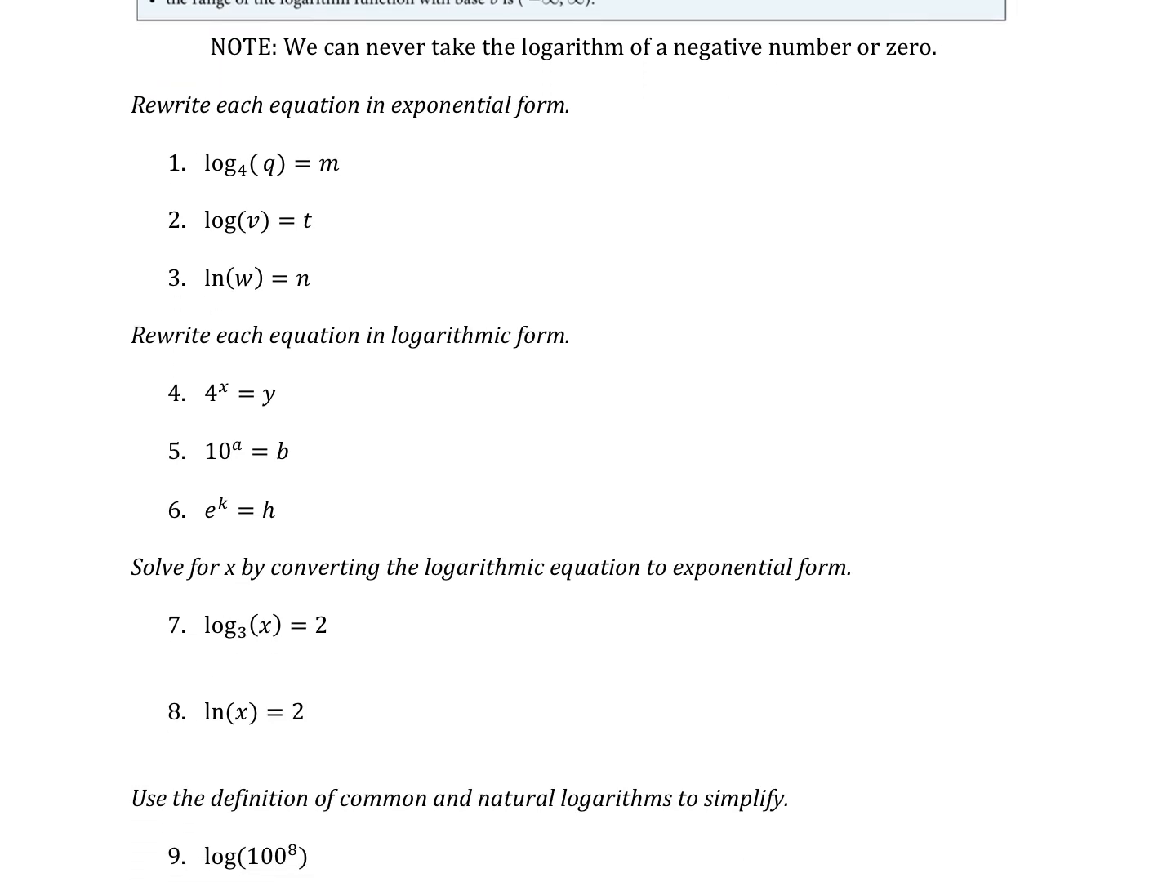So here are some examples. Rewrite each equation in exponential form. So you can clearly see that these are logarithms. Number 3, you have an ln. That is a natural log.